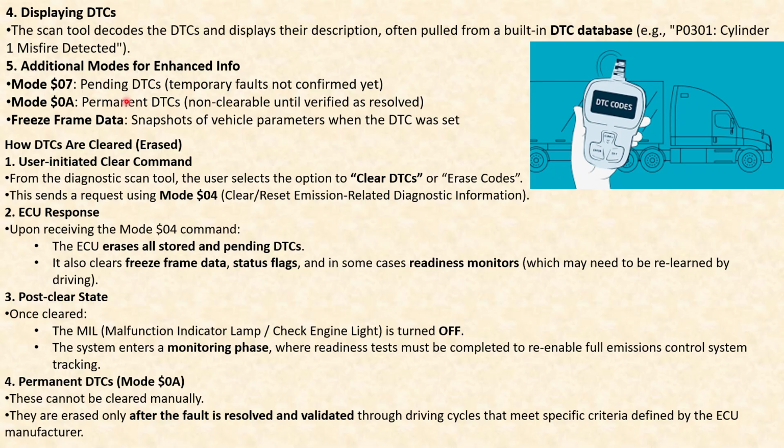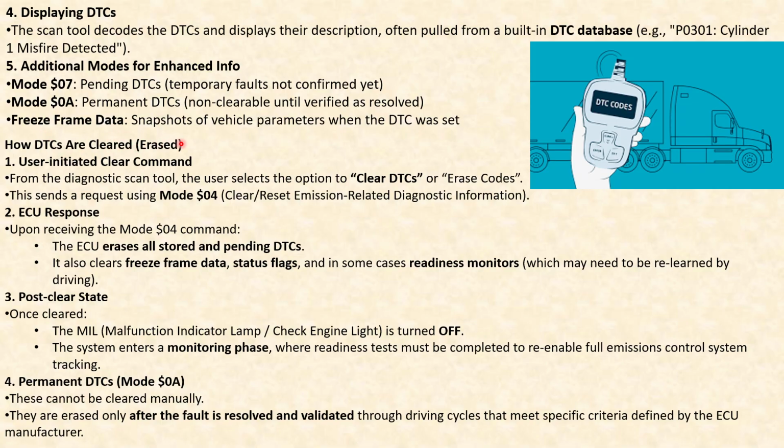Mode $07 is for pending DTCs, temporary faults not confirmed yet. So as the scan tool asks for DTCs, there are some DTCs which are still pending. They are not yet confirmed, and that can also be looked at with the help of mode $07. And mode $0A is for permanent DTCs, non-clearable until verified as resolved. Then there is freeze frame data, snapshots of vehicle parameters when the DTC was set. I already explained very clearly and elaborately what is meant by freeze frame data.